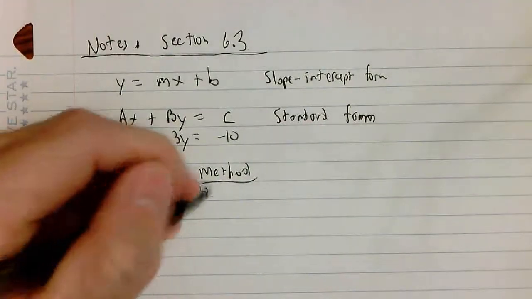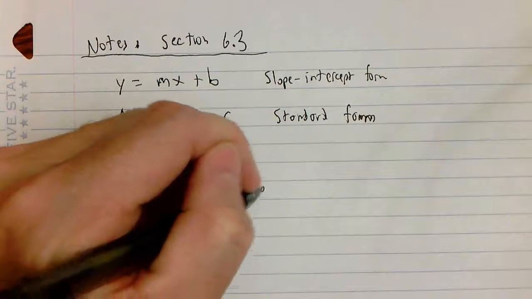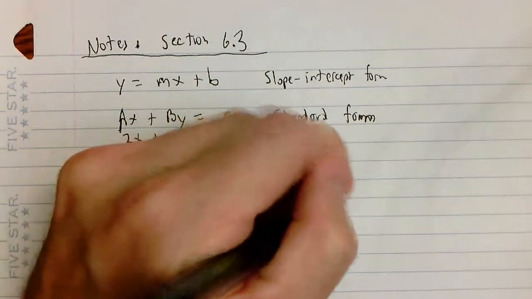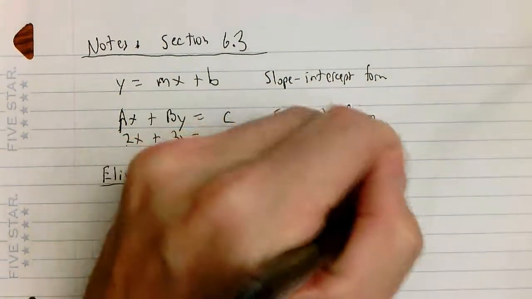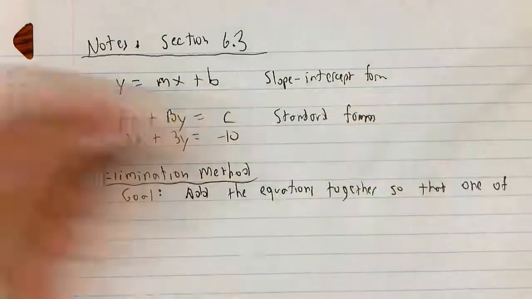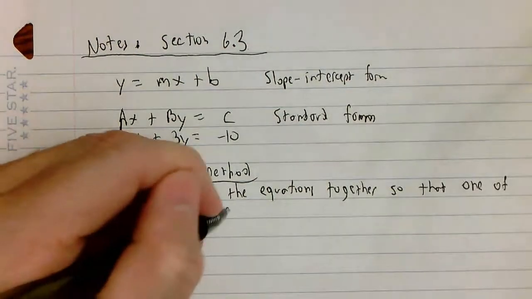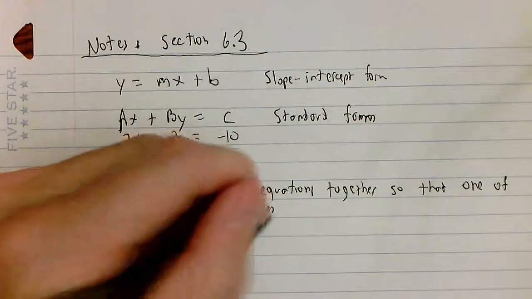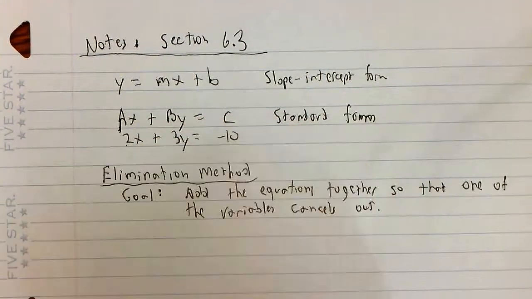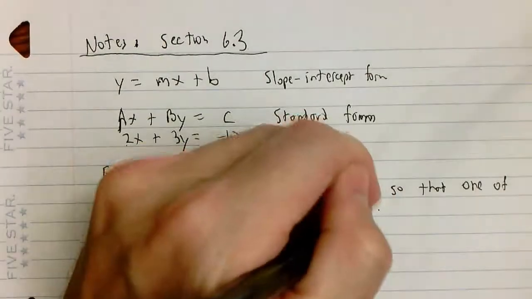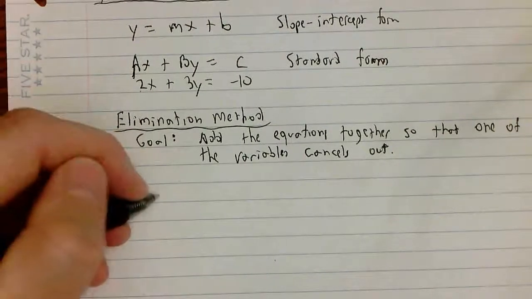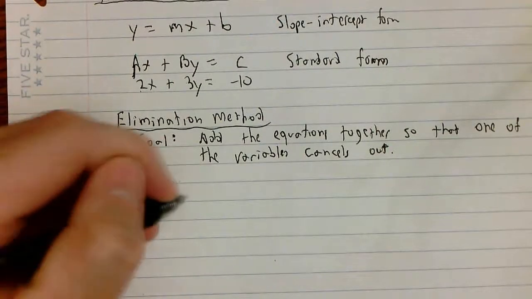The goal is to add the equations together so that one of the variables cancels out. And you'll see that if one of the variables cancels out, it gets really easy to solve. Let me show you a quick example where this happens beautifully.